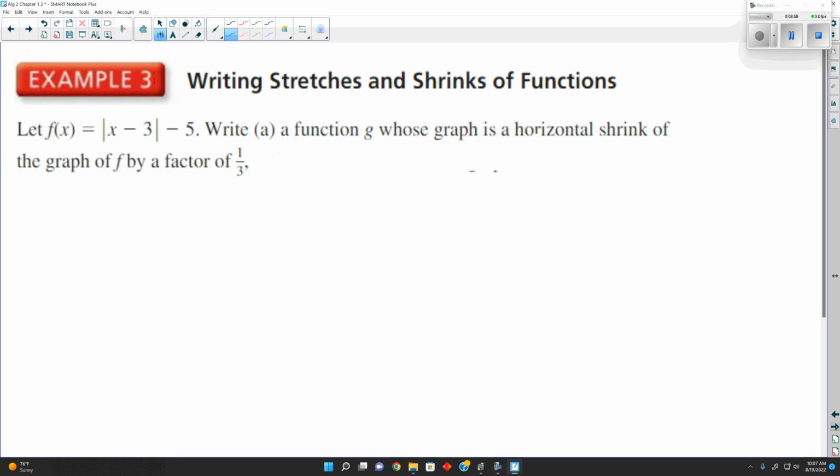Now let's look at this one here. So we have the same function, but we want to write a function g of x, whose graph is a horizontal shrink of the graph of f by a factor of 1/3. So for horizontal stretch or shrink, we're talking about f of a times x. Now for horizontal stretch or shrink, we have to flip the factor of a.